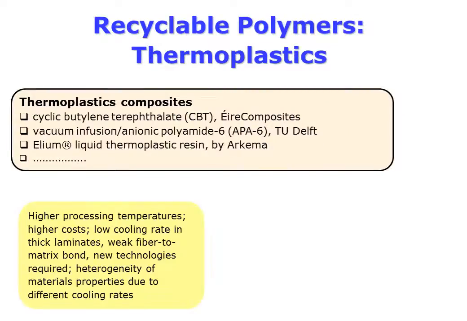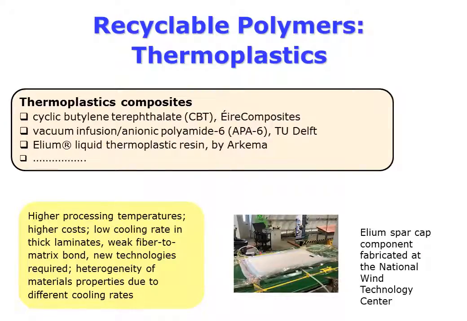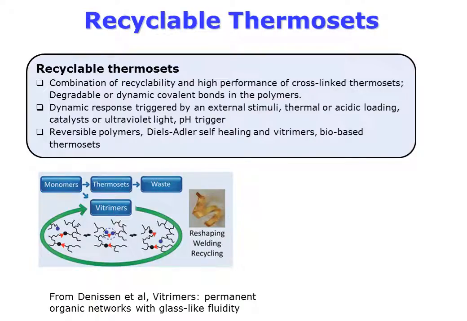One option to make composites recyclable is to replace common epoxies by recyclable polymers. Thermoplastic composites have some disadvantages as compared to epoxy, for instance, higher processing temperatures, higher costs, different cooling rates. On the other side, several groups work on recyclable thermosets. Recyclable thermosets have the potential of combining the best of two worlds: recyclability and the high performance of cross-linked thermosets.